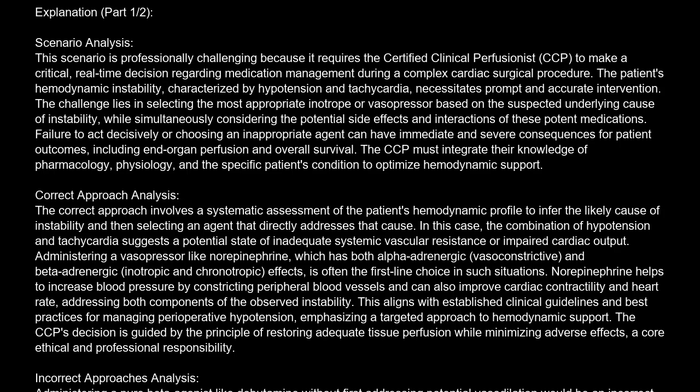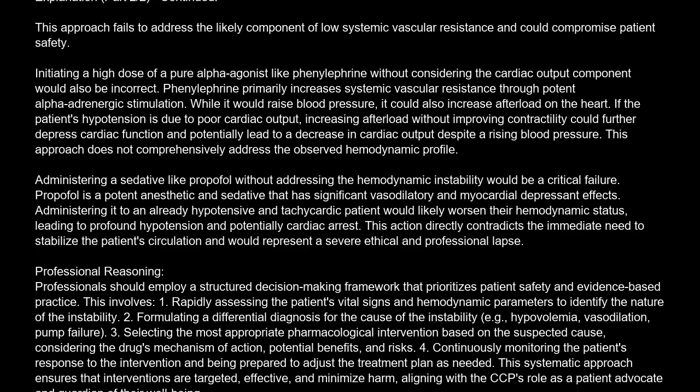Administering a pure beta agonist like dobutamine without first addressing potential vasodilation would be an incorrect approach. While dobutamine increases cardiac contractility and can improve cardiac output, it also has vasodilatory properties. In a hypotensive patient, further vasodilation could exacerbate hypotension, leading to decreased coronary perfusion pressure and worsening end-organ ischemia. This approach fails to address the likely component of low systemic vascular resistance and could compromise patient safety.